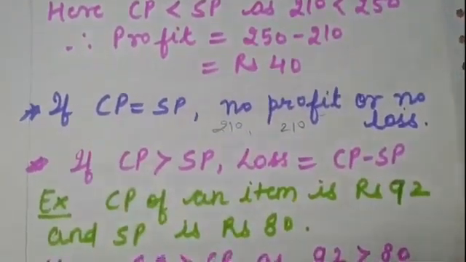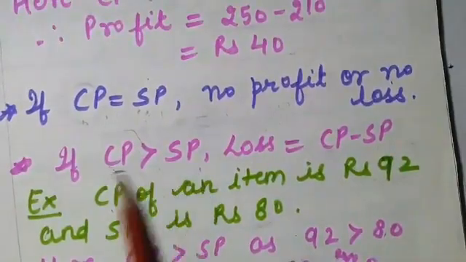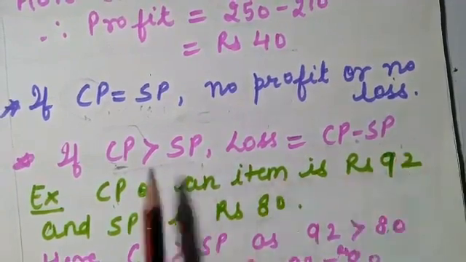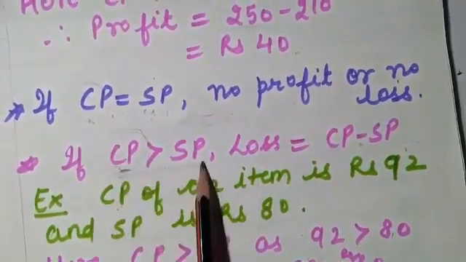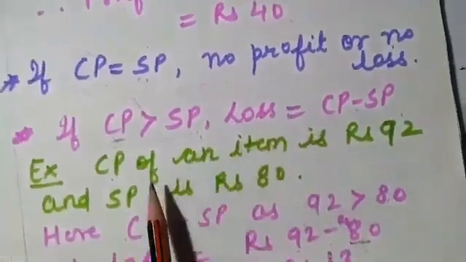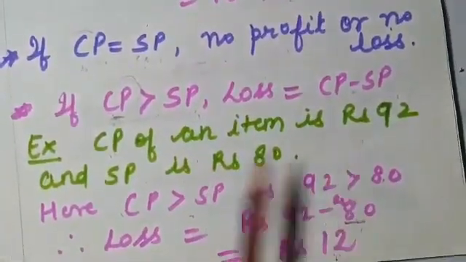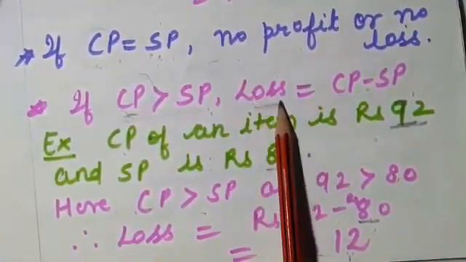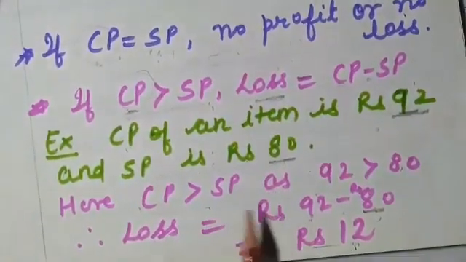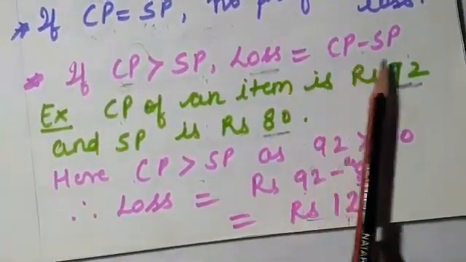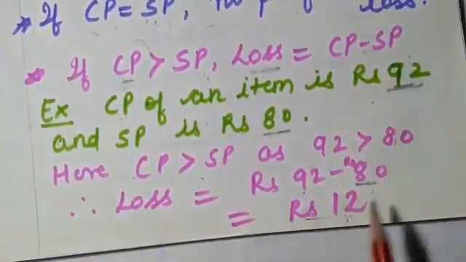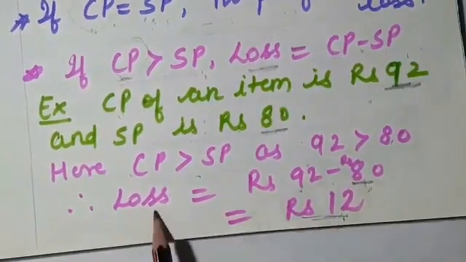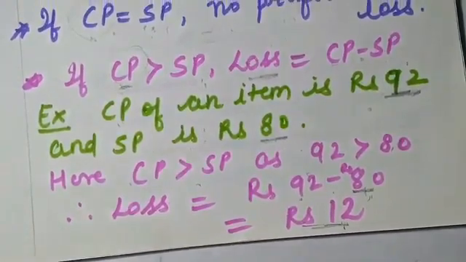Now third case we have learned, if CP is greater than SP. In this case there is a loss, and loss is given by CP minus SP. In the case of loss, CP is always greater than SP. Example: CP of an item is 92 and SP is rupees 80. Here CP is greater than SP, so this is a case of loss, and how much the loss will be is given by CP minus SP. Here CP is 92 and SP is 80, so 92 minus 80 is rupees 12. So there is a loss of rupees 12. This we have learned in the previous lecture.